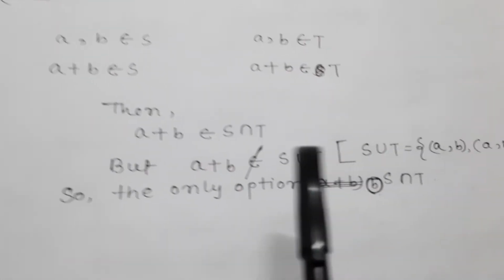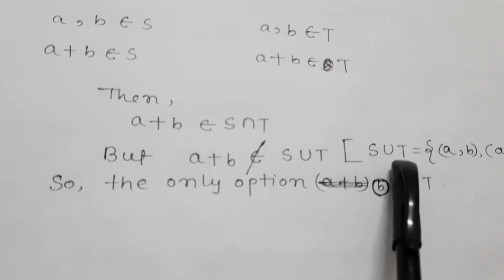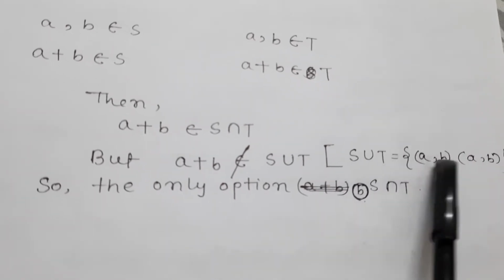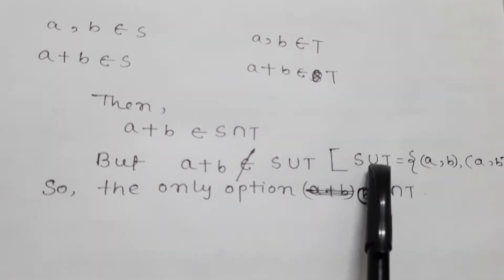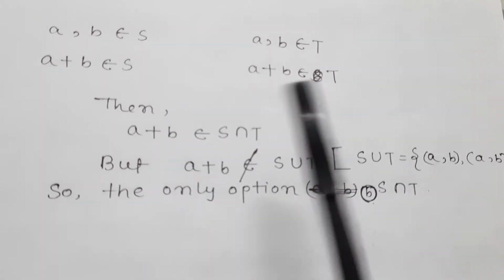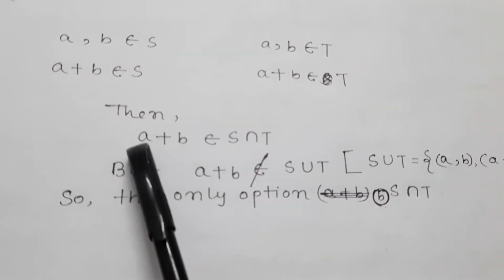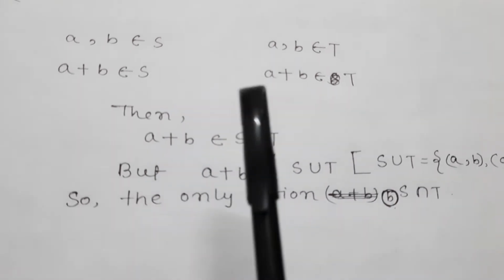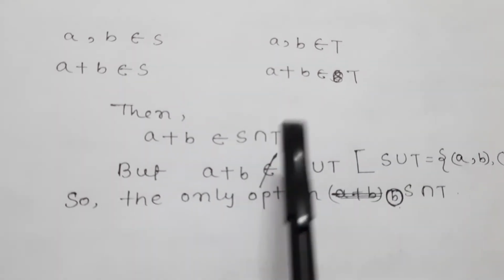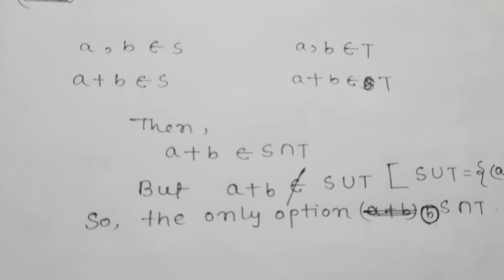But what is S union T? In S union T, there is no a plus b type element. a plus b is not in S union T. a plus b is only in S intersection T. Okay, you can see here.